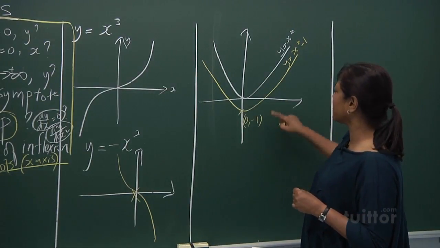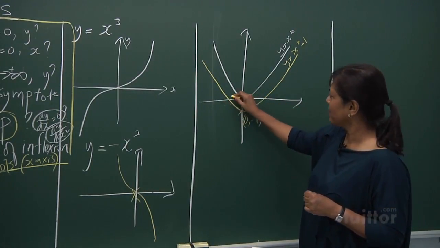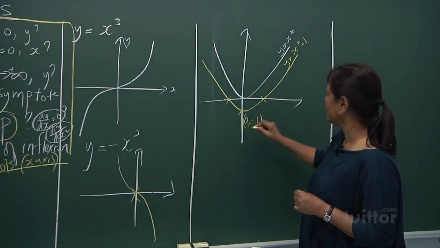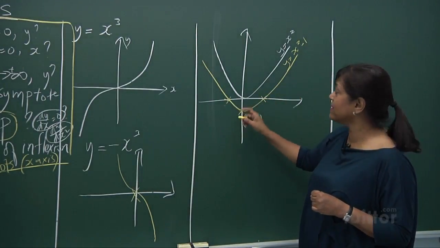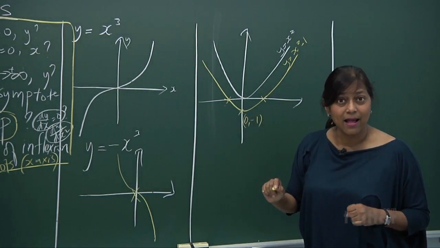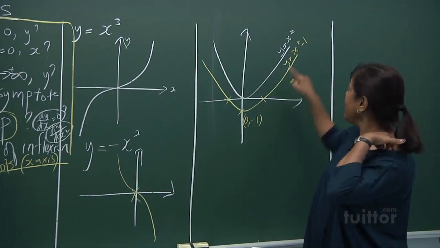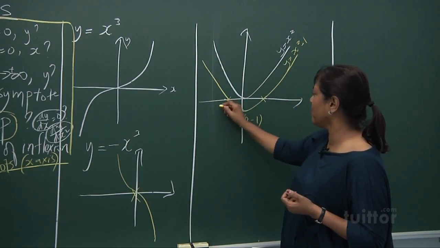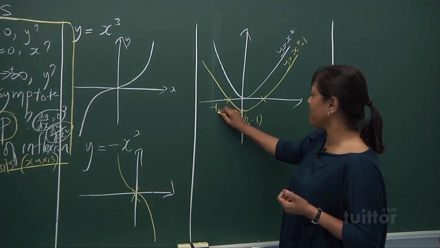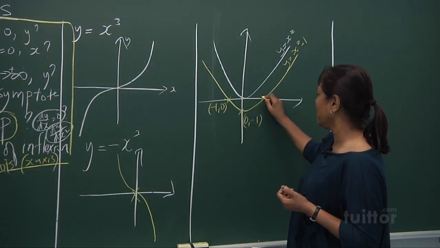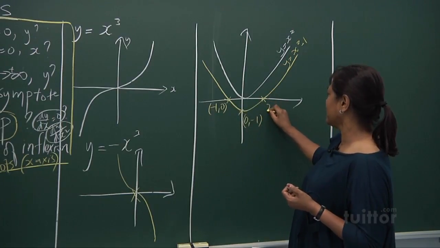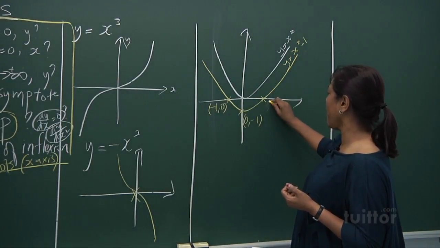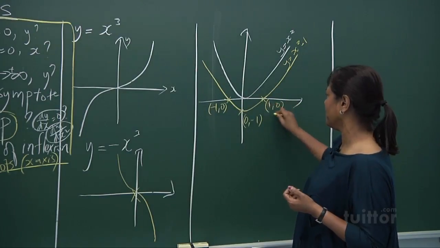And when the graph cuts the axis, we can find out the points. We can actually factorize it, and we did it in the last lesson. X plus 1, x minus 1. So at this point, when y is 0, your x is minus 1. Here, your x is 1 and y is 0.